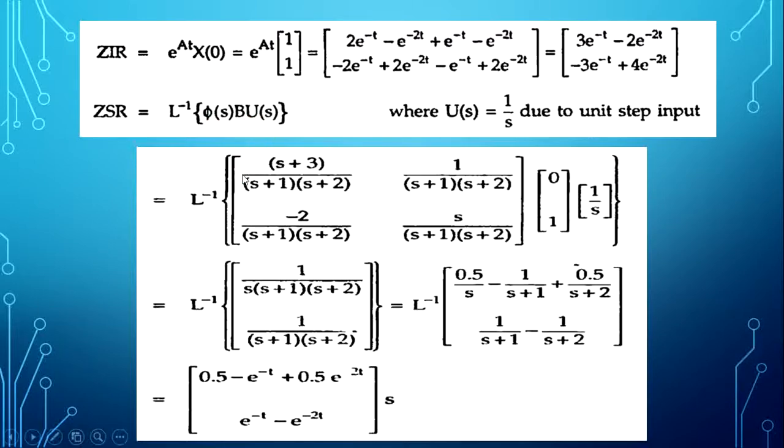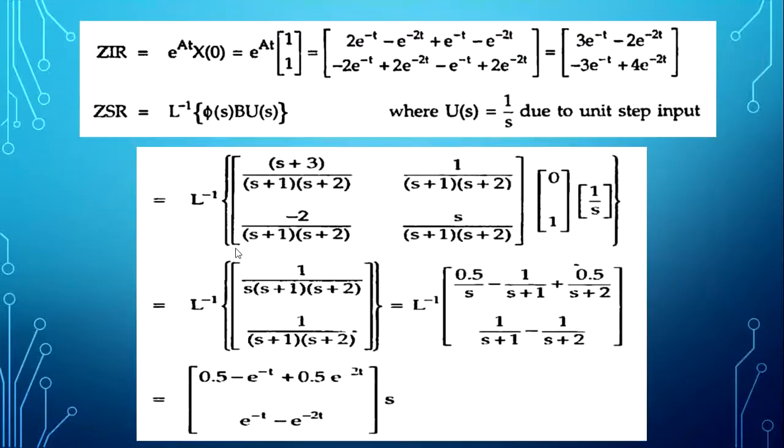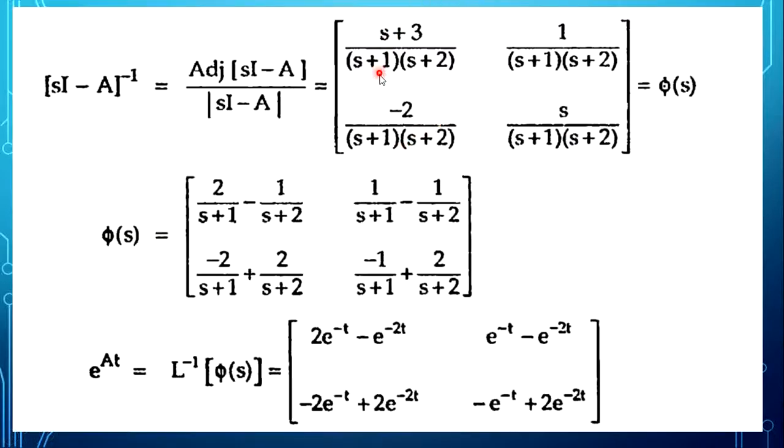So what is phi of s? It is the (sI minus A) inverse matrix. Before doing the inverse Laplace transform, partial fraction was taken over here. Either we can take this matrix or the partial fraction matrix. If the partial fraction matrix is used, the multiplication step becomes a little simpler. Here they have taken directly this phi of s matrix.